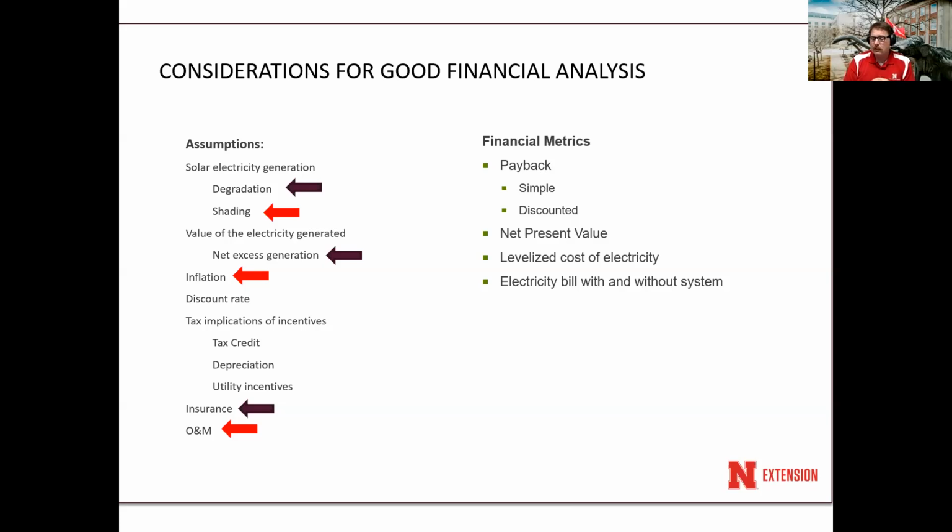Operation and maintenance. Yes, solar has low maintenance, but that does not mean it has no maintenance. I replaced an inverter yesterday at the University of Nebraska for a solar system we had under warranty, but although the inverter was under warranty, we still had to pay for an electrician for an hour. We had to pay for an installer for a couple hours. And so there was some operation and maintenance cost for that system that needed to be paid.